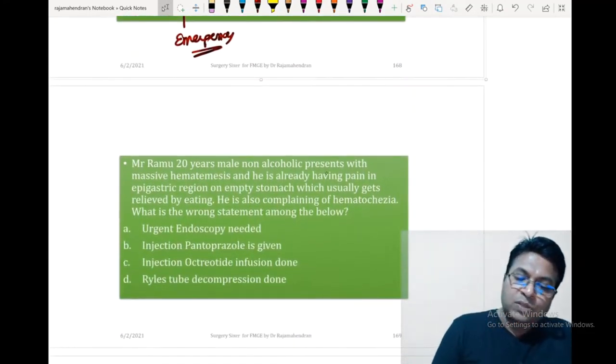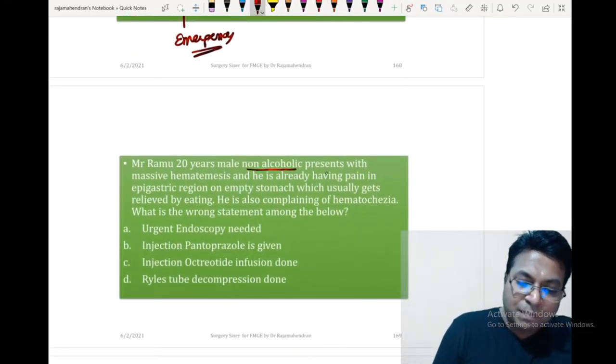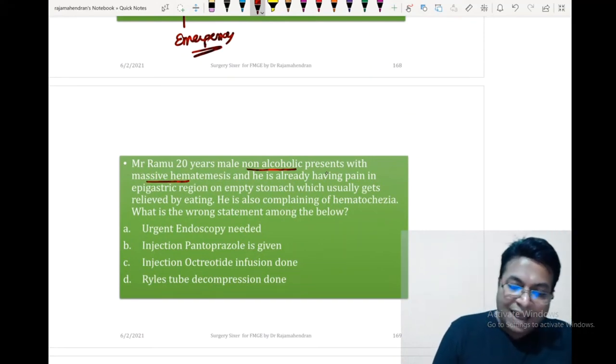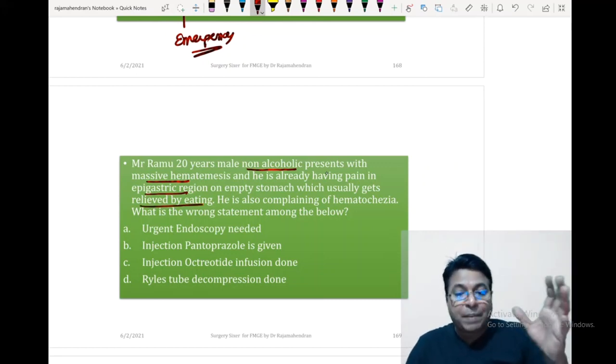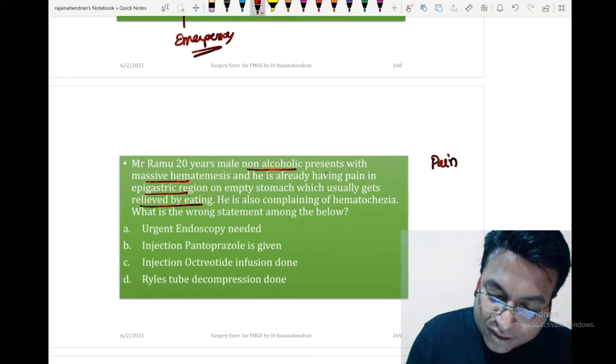Mr. Ramu, 20 years old male, non-alcoholic, presents with massive hematemesis and is already having pain in the epigastric region on empty stomach. Usually gets relieved by eating. So please understand, this is a patient having a pain relieved by eating. Catch point is this.